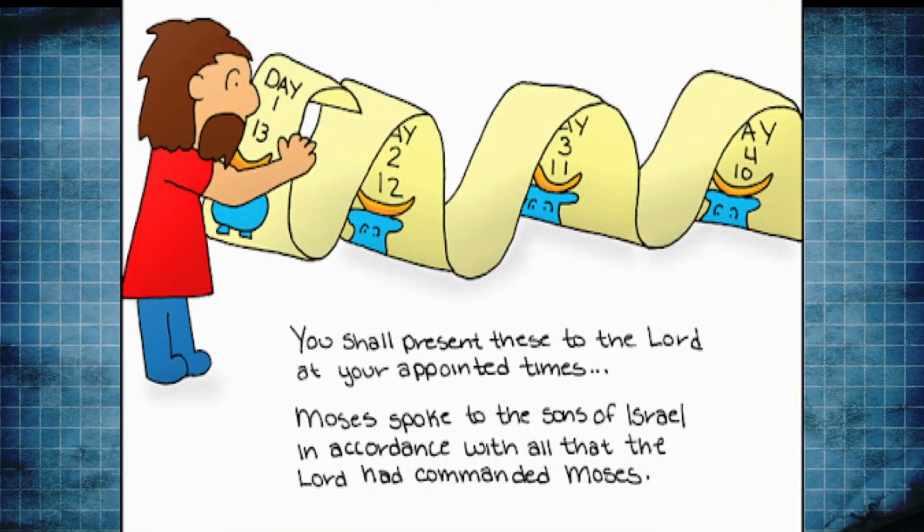Then we continue on in 29. It says, you shall present these to the Lord at your appointed times. It's what God expects these to be. And Moses spoke to the sons of Israel in accordance with all, A-L-L, get that, when you have all, there's no more to say, that the Lord had commanded Moses. He told the people, verse 40 points out, he told them everything.